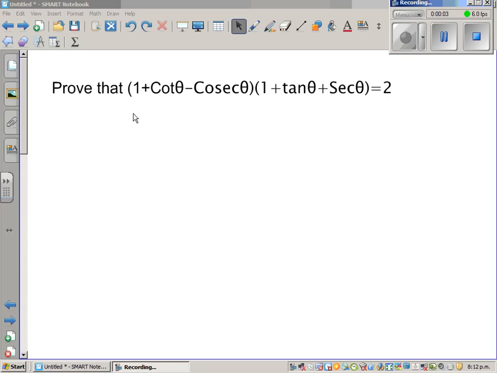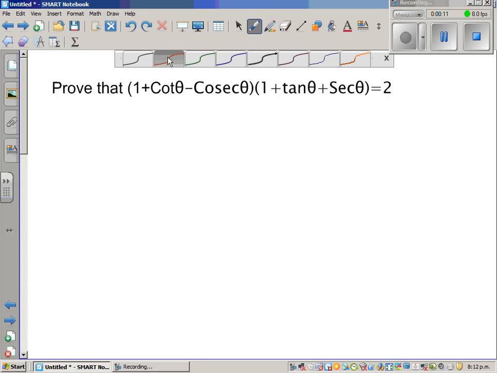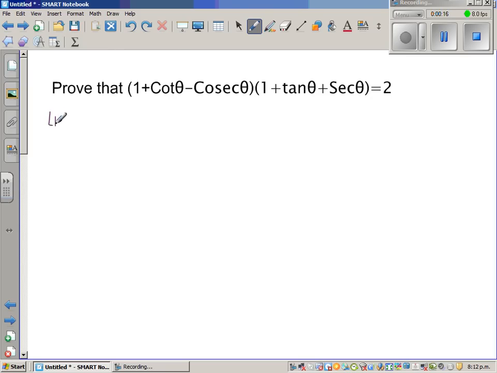Prove that (1 + cot theta - cosec theta) times (1 + tan theta + sec theta) is equal to 2. So let us start from the left hand side. So this is your left hand side.